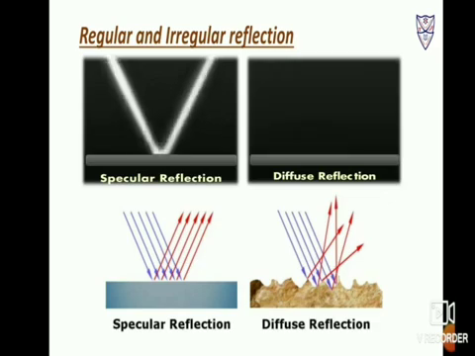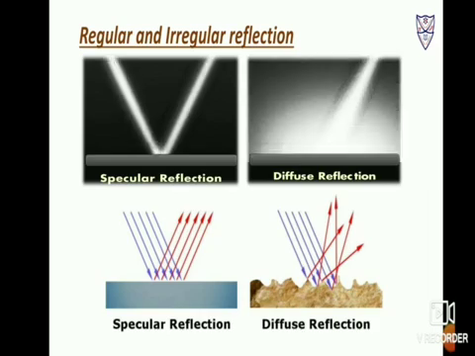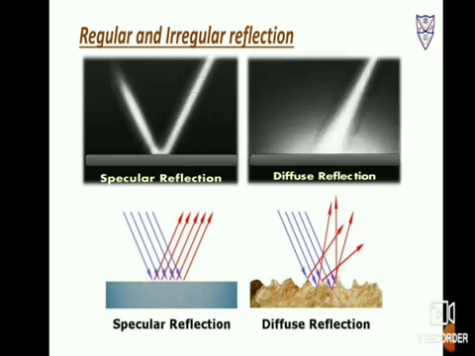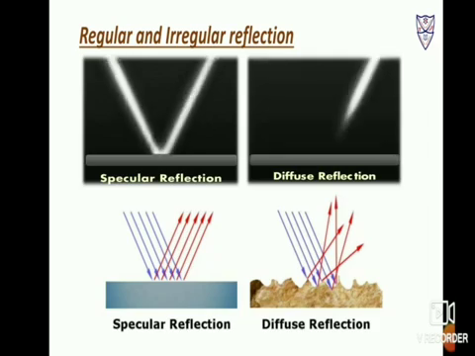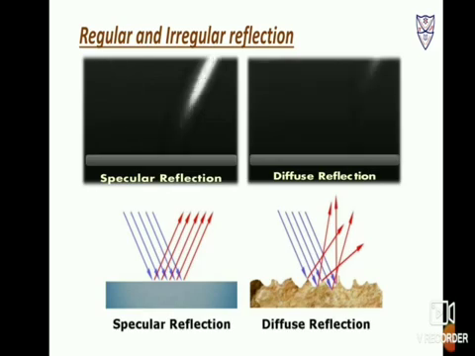Now see the second one. Imagine that you are holding a cardboard in front of you. Will you be able to see the image? No. We will not be able to see our face on it. Why? Because the entire light that falls on the surface is reflected in all directions in a scattered manner. So such reflection is called irregular reflection.